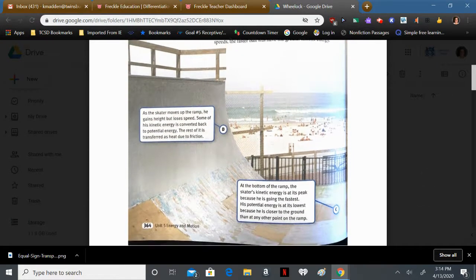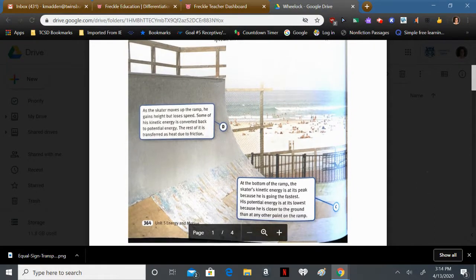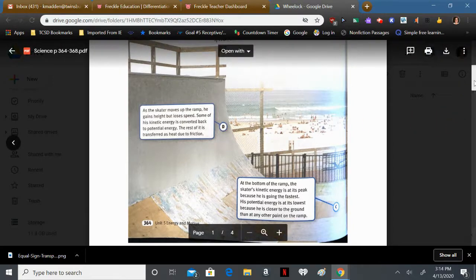So let's take a look at our graphic here. So letter C, at the bottom of the ramp, the skater's kinetic energy is at its peak because he is going the fastest. His potential energy is at its lowest because he is closer to the ground than at any other point on the ramp. And letter D, as the skater moves up the ramp, he gains height but loses speed. Some of his kinetic energy is converted back to potential energy. The rest of it is transferred as heat due to friction.